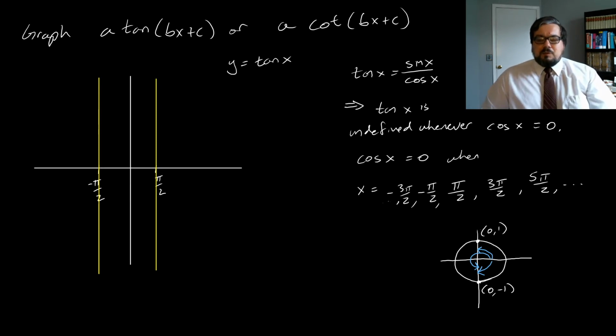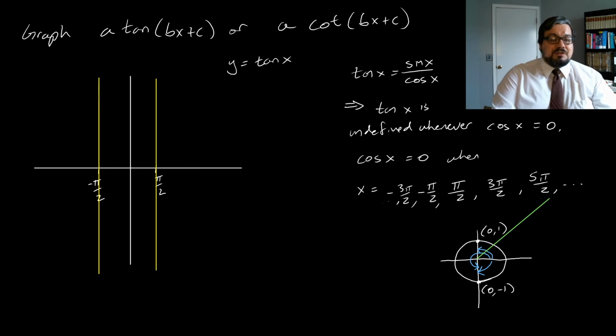Right, the other thing that I want to remember about how tangent works is that for a given angle, tangent of that angle is the slope of the line that the terminal side of that angle lies in. So if I have an angle whose terminal side is this green line, then tangent of that angle is going to be the slope of that line. Now, this helps us with a few things.